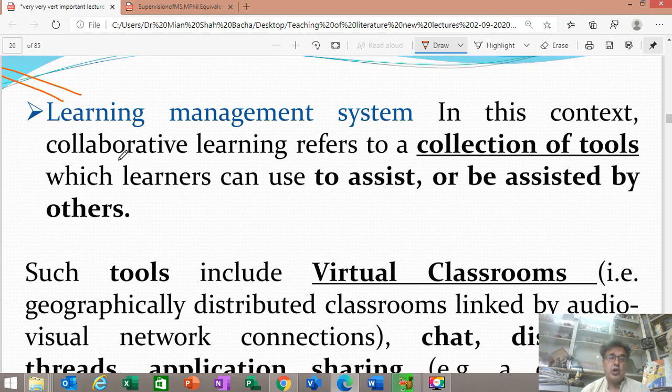In this context, collaborative refers to a collection of tools, remember, which learners can use to assist or be assisted by others.